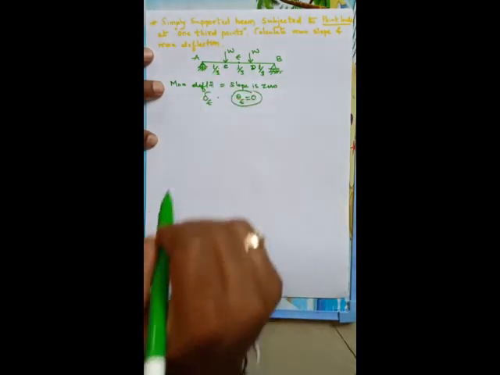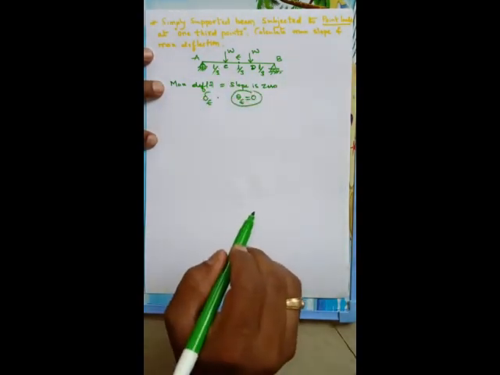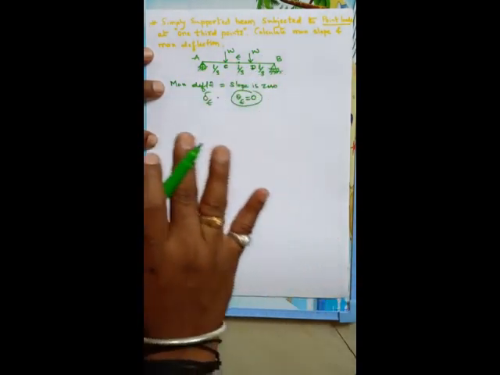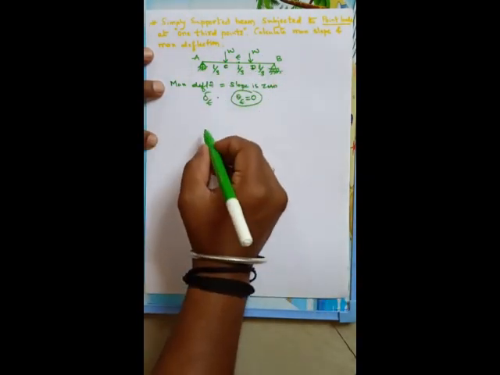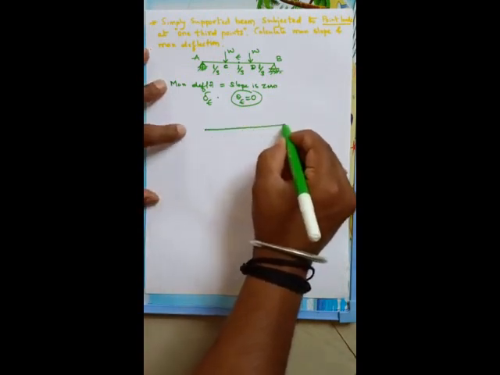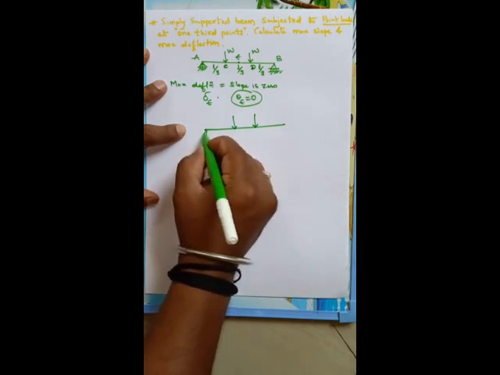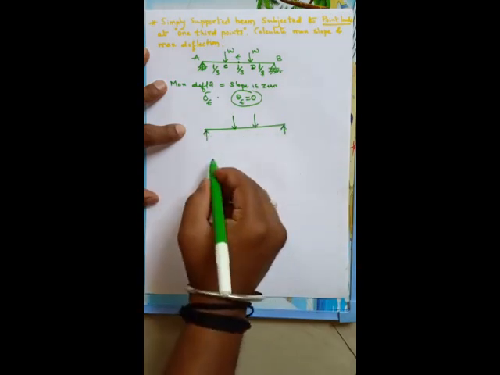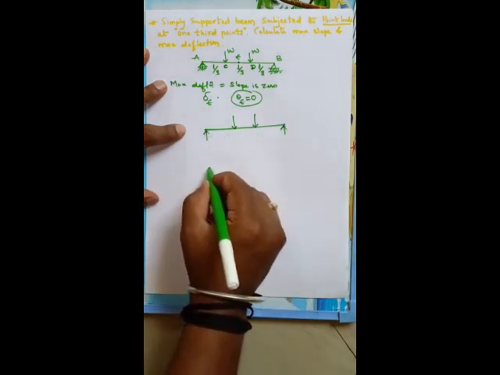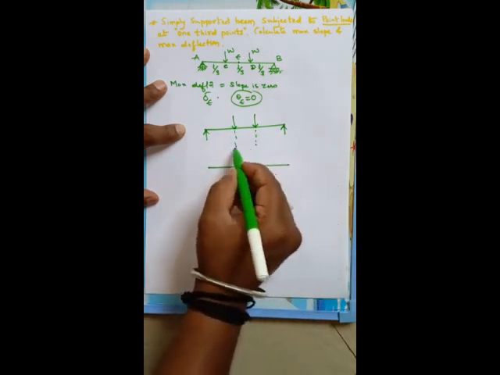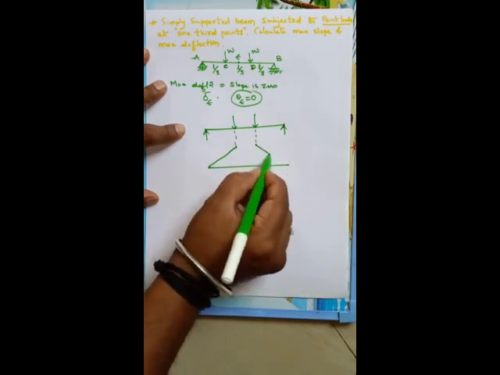Correct? So now, how to go ahead with this problem? First, we need to draw the bending moment diagram for this. How will the bending moment diagram be? It is a standard loading. If the symmetrical loading is acting, you can directly draw the bending moment diagram something like this. This is the load and this is the load. Here simple support, here simple support. So your bending moment diagram will be something like this.